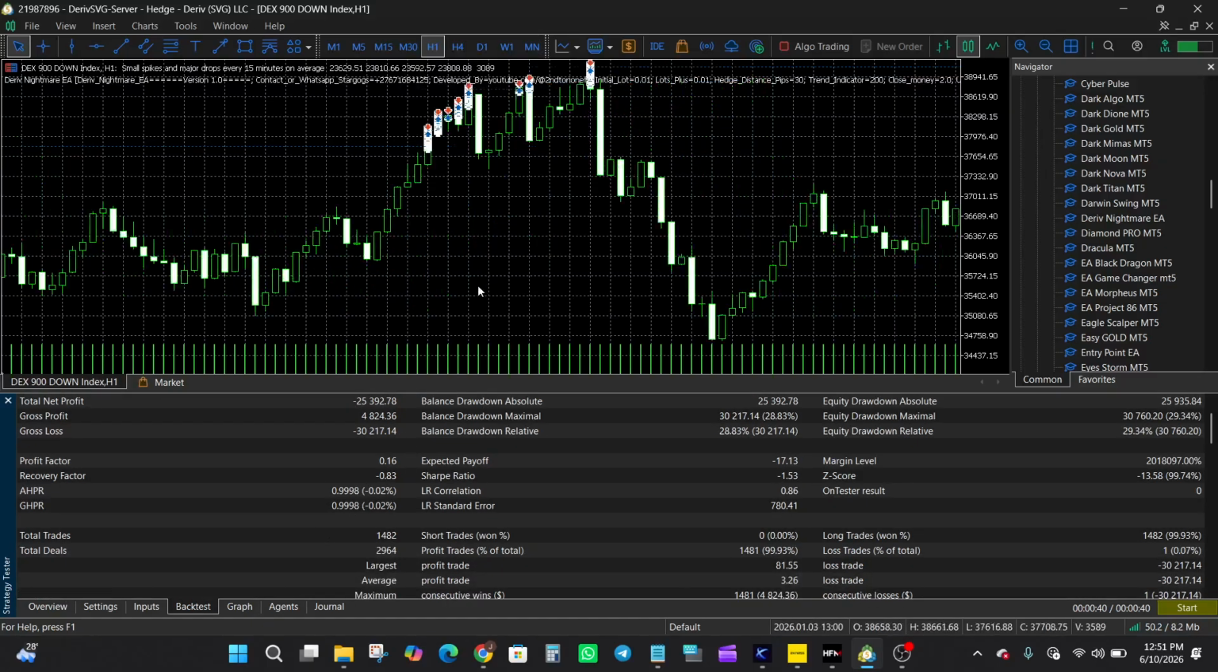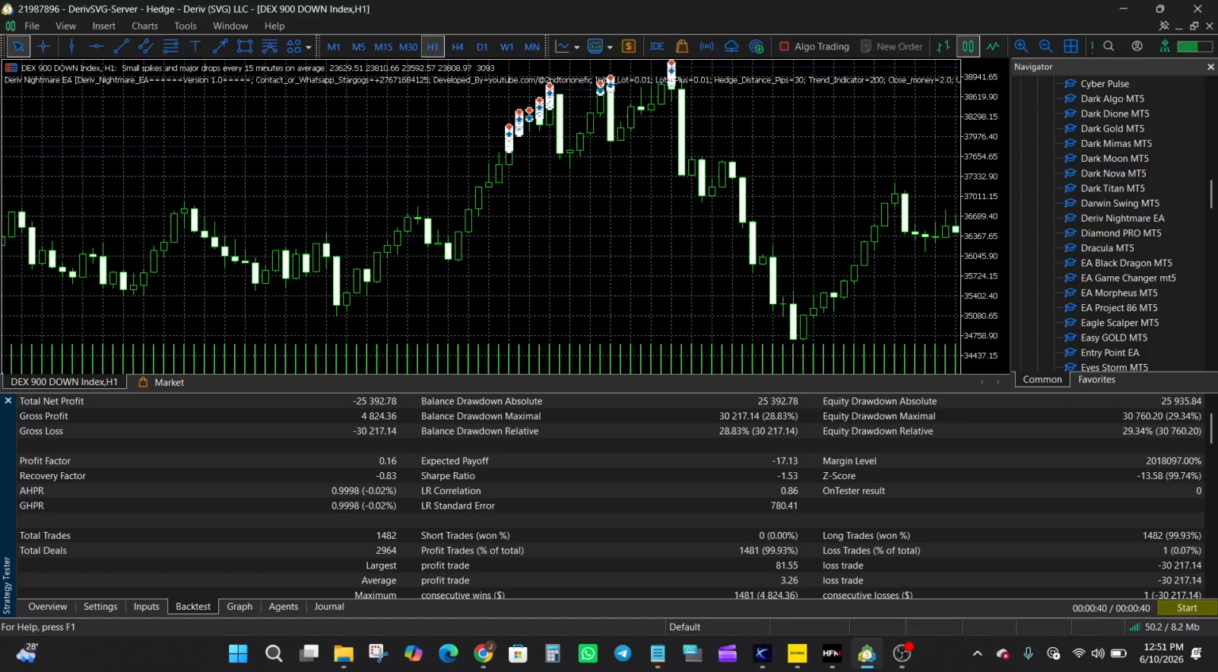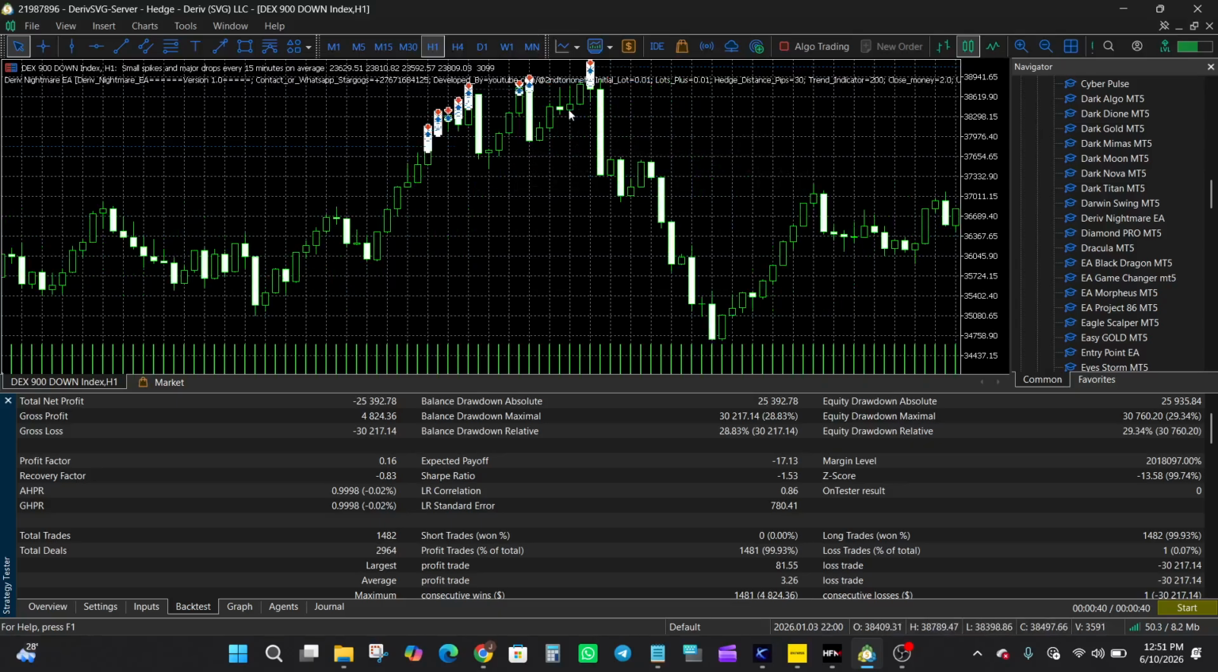Now let's just quickly look at the chart. As I go through the chart, what stands out is the way trades are opened and then immediately hedged with opposing positions. You can see some chart trade history here, consistent with the system's hedging concept. Now, the trade management appears centered around controlling exposure rather than relying on directional single position trading.